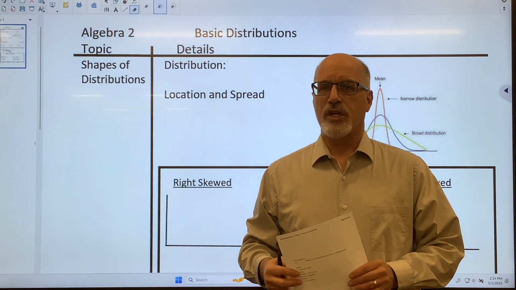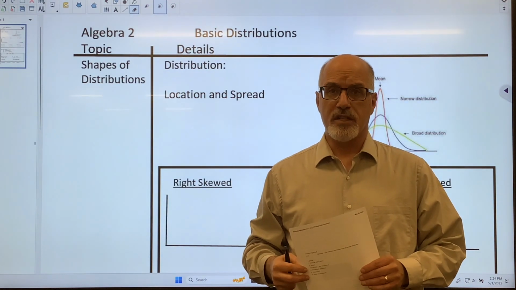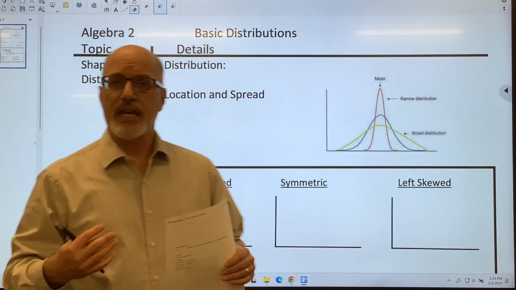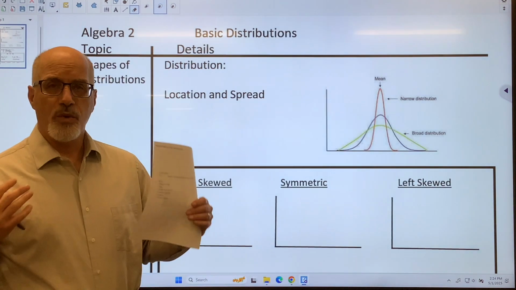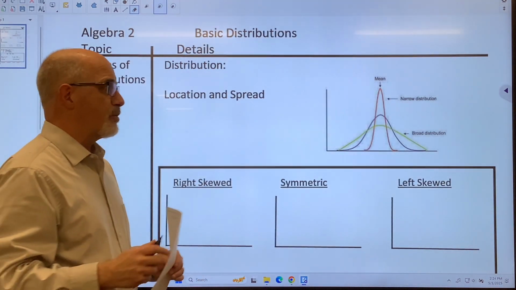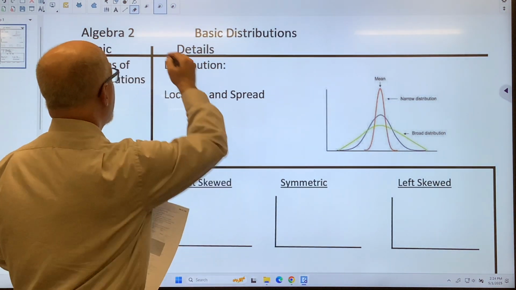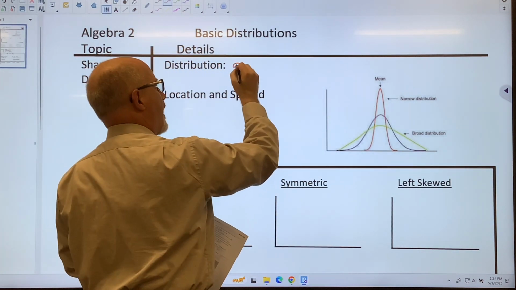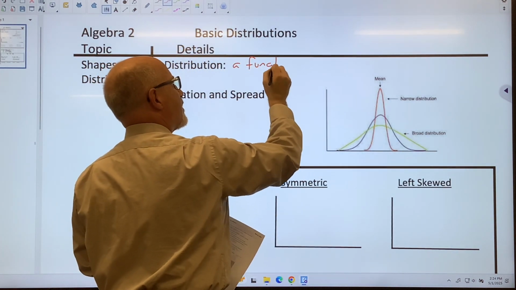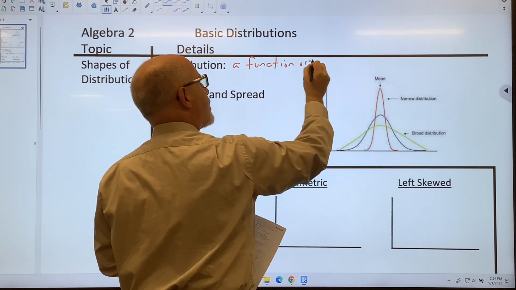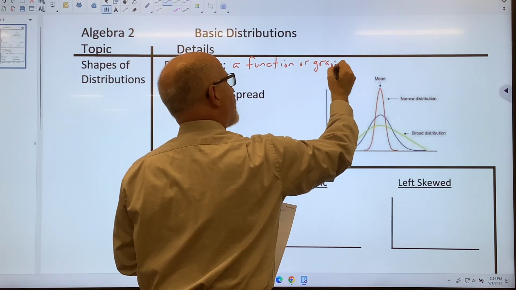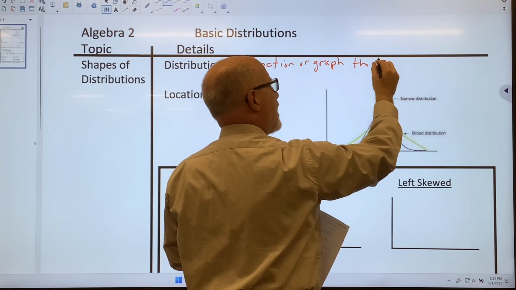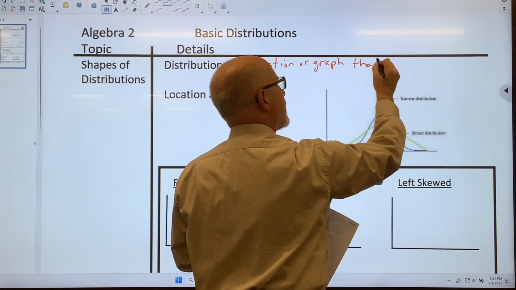Our objective is to introduce the basic shapes of statistical distributions. This is going to help us understand, when we look at data sets, where the common and uncommon values are. So first of all, what a distribution is: it's a function or graph that shows which values are common or uncommon.